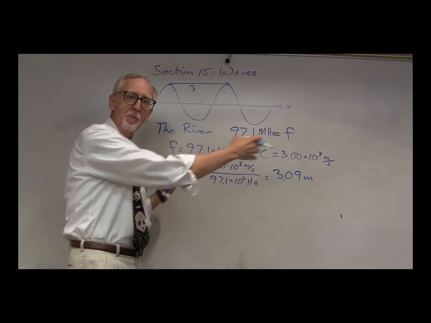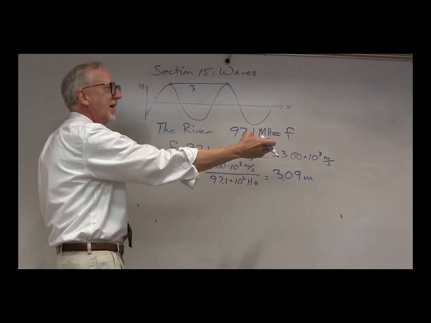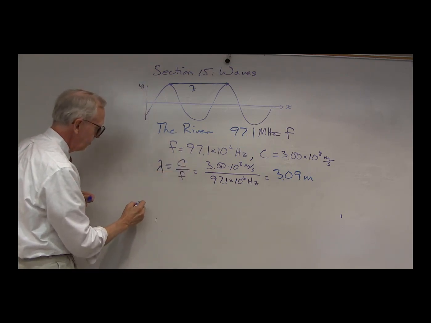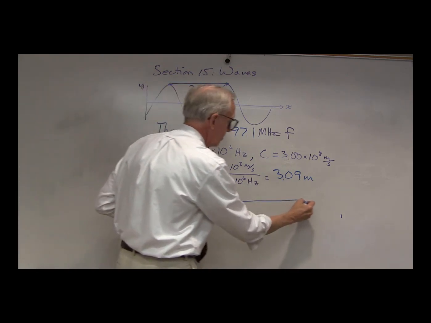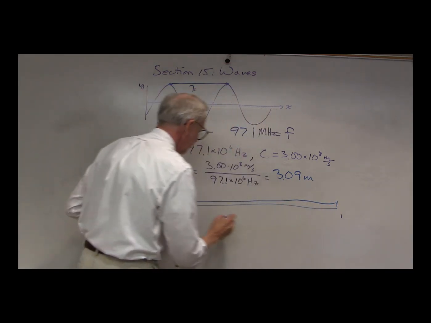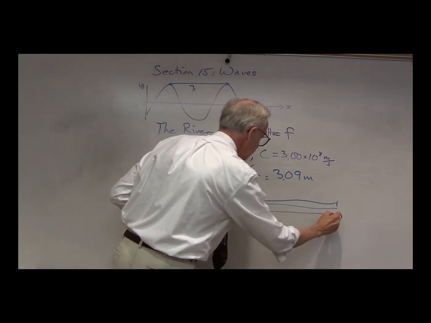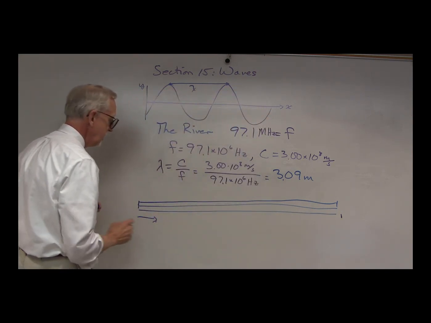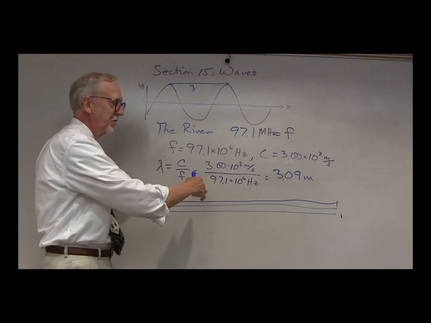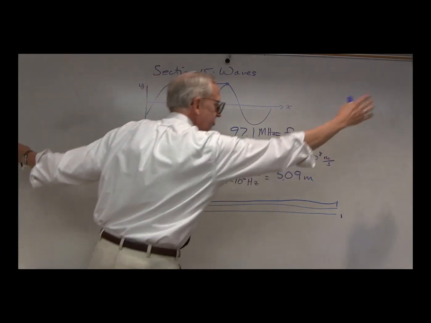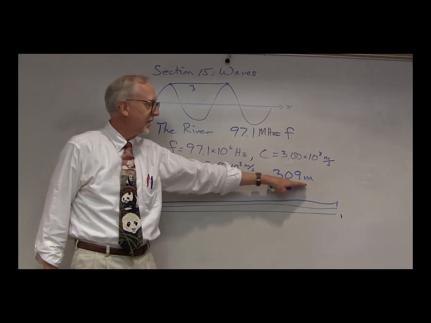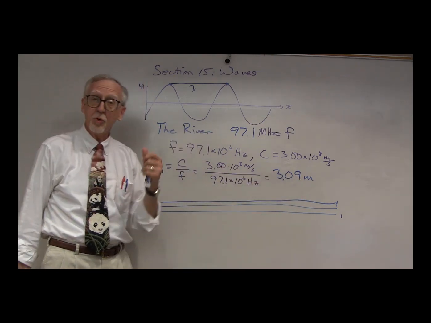Unfortunately, I do not have 3.09 meters of space that you can actually see on my whiteboard here, but starting here, going all the way over to here, that's 1 meter, going again 2 meters, again 3 meters, and then to here, that's 9 centimeters, 3.09 meters. That's the length, the wavelength of the signal from the river 97.1.